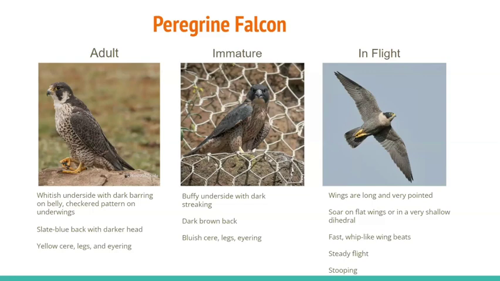And of course, that behavior that the peregrine falcon is probably most famous for is stooping. And you'll often see them engaging in that when going after prey. And again, they can reach speeds over 200 miles per hour.